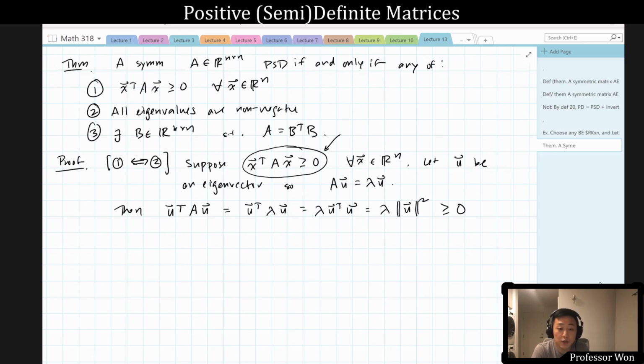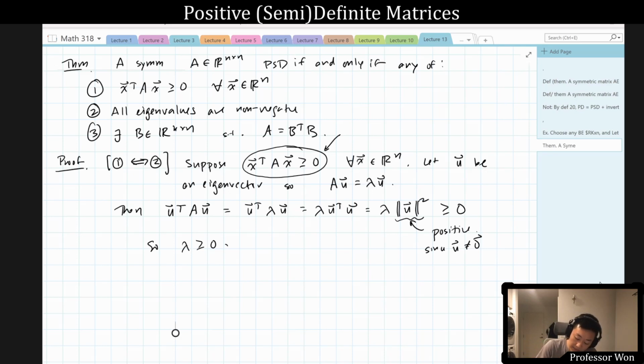Okay, but the point is that the length of U is always a positive number because U is an eigenvector. It was non-zero, right? Since U is not equal to 0. Eigenvectors are non-zero, so this length is positive, and therefore lambda is greater than or equal to 0, because lambda times a positive number is non-negative, right? So that shows that if the quadratic form is always non-negative, you just apply the quadratic form on an eigenvector, and you get that the eigenvalue has to be non-negative.